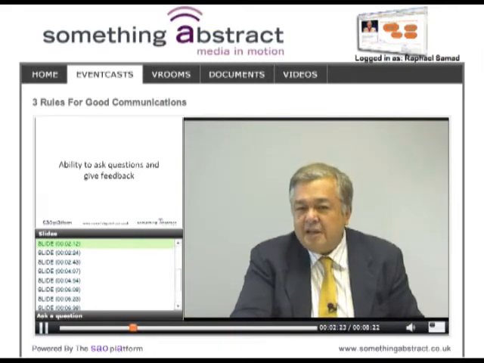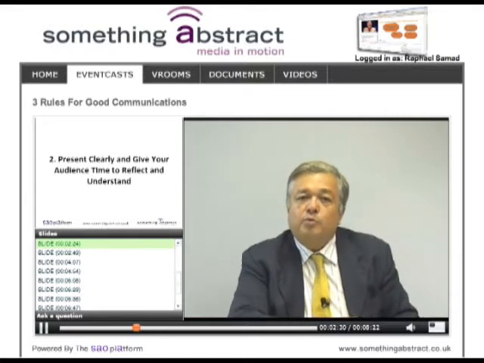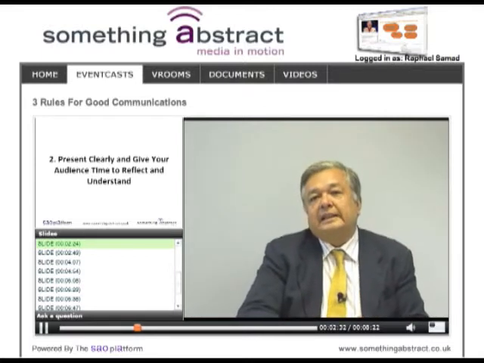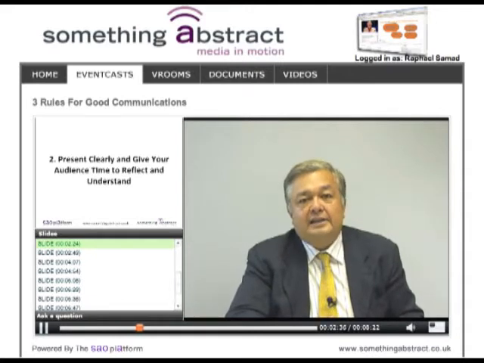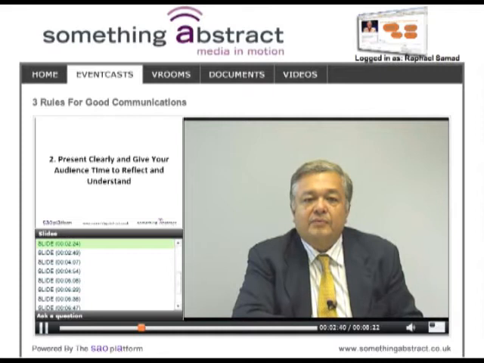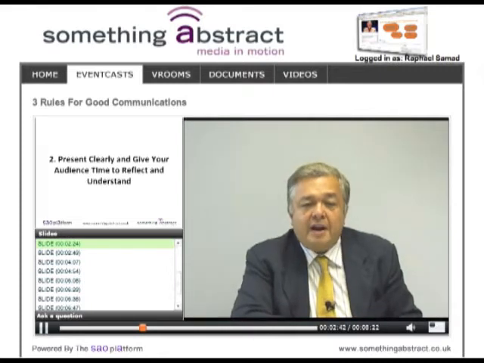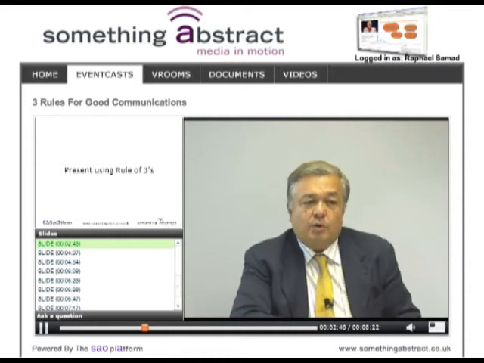Two. Present clearly and give your audience time to reflect and understand. So what does this mean? Well, first of all, obviously, present clearly. Make your points very obvious, back it up with the slides, and let them understand what it means. One very good thing to do is present using rule of threes. What is the rule of threes?